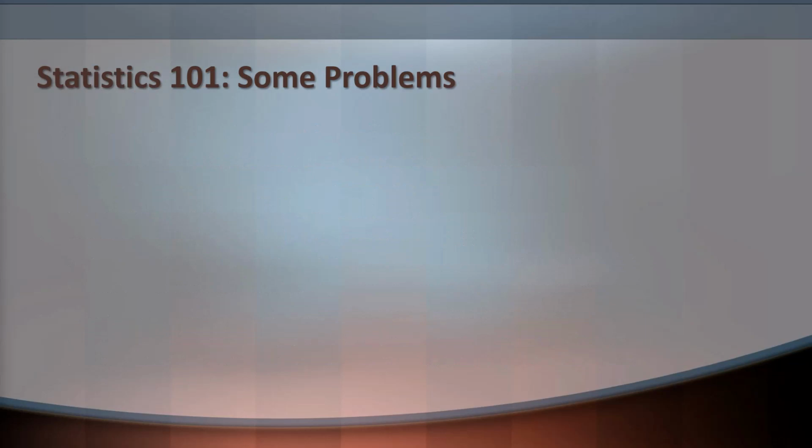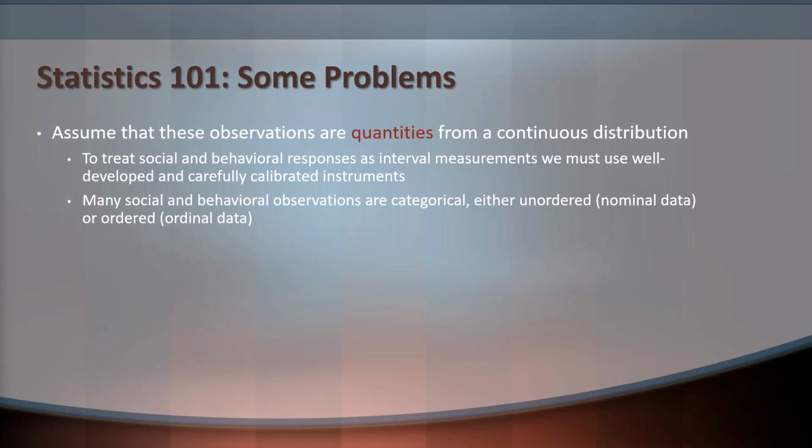This suggests that in Statistics 101 there may be some problems. We assume that observations are quantities from a continuous distribution. To treat social and behavioral responses as interval measurements, we have to use well-developed and carefully calibrated instruments. We cannot simply just make up scores in a willy-nilly fashion. We have to go through the science of measurement. That in itself could involve learning in one or more measurement courses in order to get a start in knowing how to have a well-developed and carefully calibrated instrument.